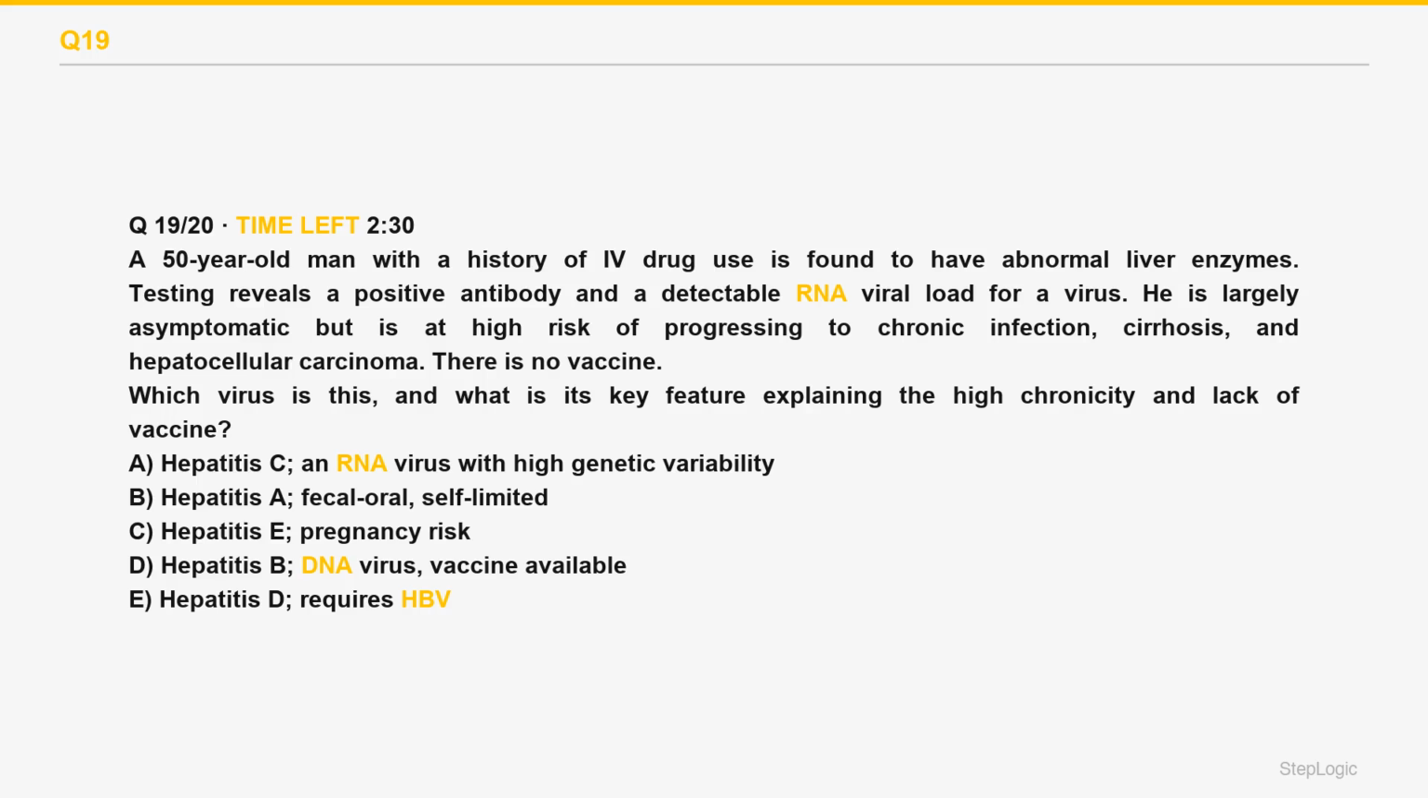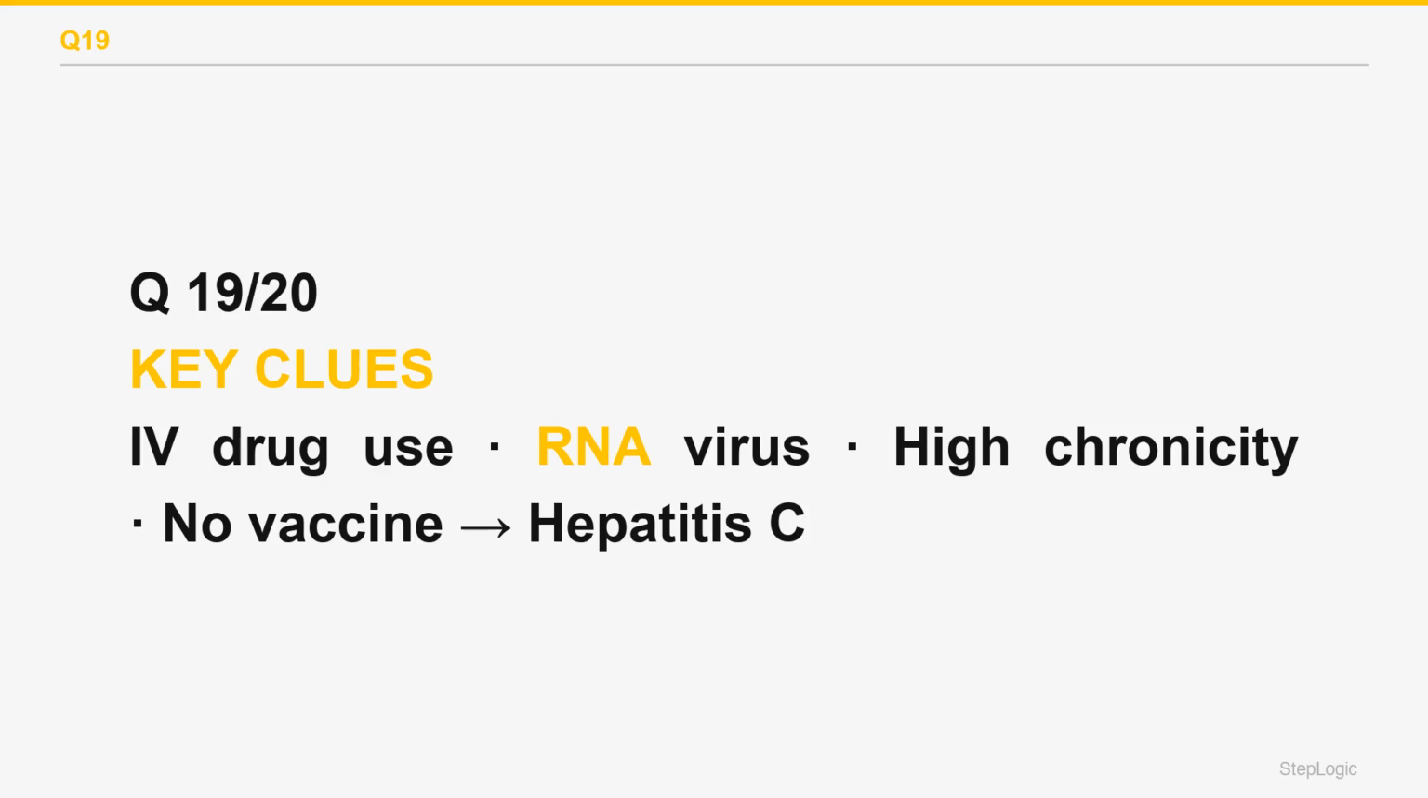Read the command: which virus and key feature. IV drug use, RNA virus, high chronicity, no vaccine: hepatitis C, high genetic variability. This is hepatitis C, an RNA virus, a flavivirus transmitted primarily through blood, classically via IV drug use. Its defining feature is a very high rate of progression to chronic infection.